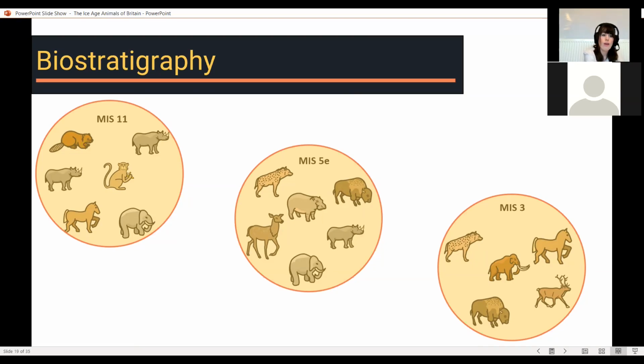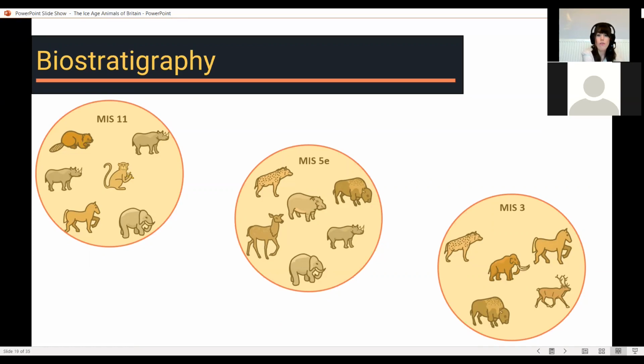So I've got a period called marine oxygen isotope stage 11, and this was around about 400,000 years ago. I won't go into what marine oxygen isotope stages are right now. I can tell you at the end if you're interested. But anyway, about 400,000 years ago, the mammal species that lived in Britain included 2 species of rhinoceros, wild horse, a straight-tusked elephant, Barbary macaque, and giant beaver.